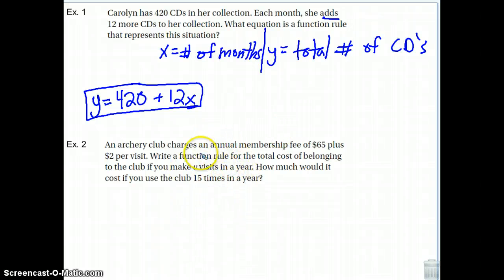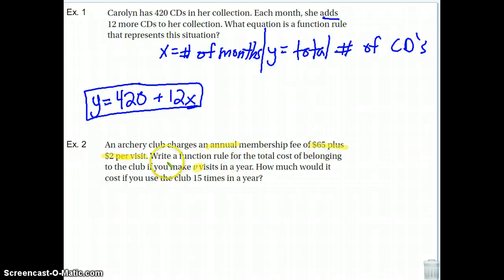An archery club charges an annual membership fee. So if you don't know what annual means, that's once a year membership fee of $65 plus $2 per visit. Now, per is also a very important word, almost like 12 more CDs each month. Write a function rule for the total cost of belonging to the club if you make V visits. So they do give us a variable this time. How much would it cost if you use the club 15 times in a year?